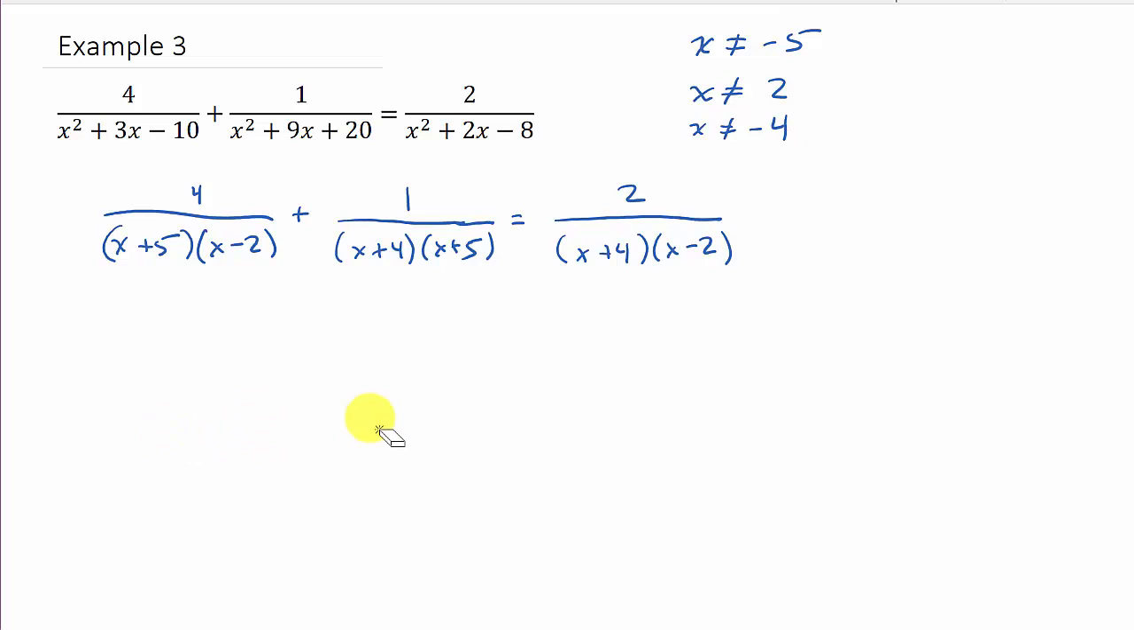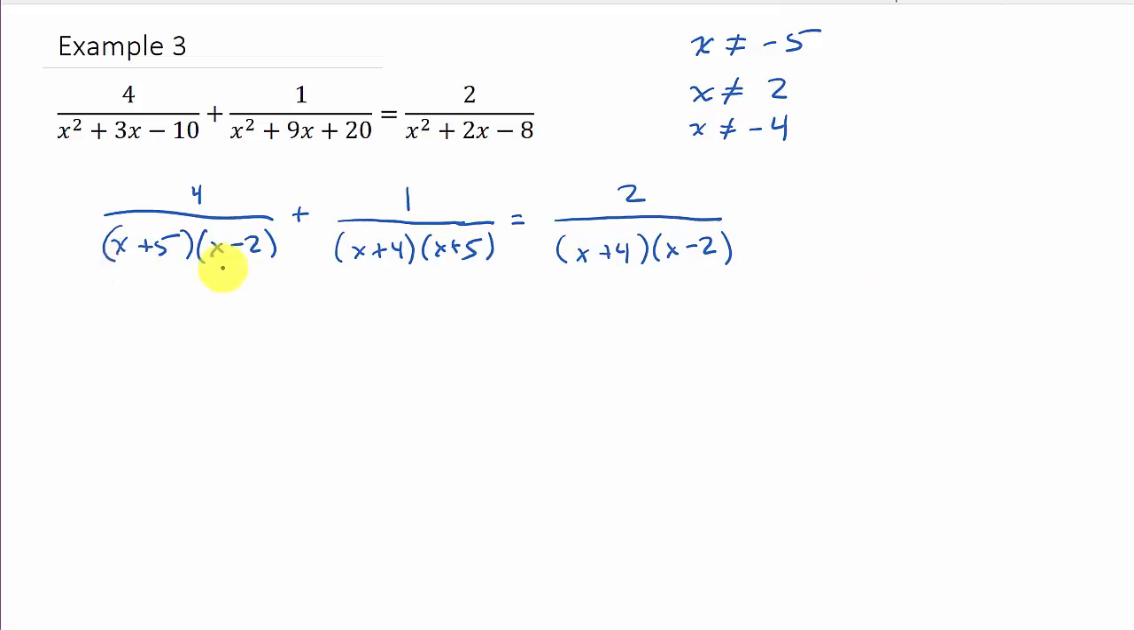Alright, so now we've factored the denominators, and we've stated all of our restrictions. So now we need to get a common denominator. So how do we get the common denominator? Well, we look at each different factor and we use it the most number of times it appears in any of the denominators. So let me walk you through it.